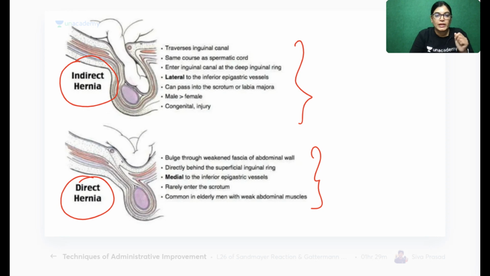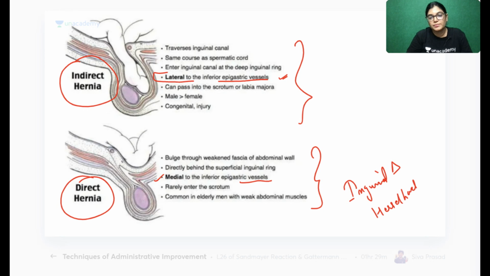When we are talking about indirect hernia, it has the same course as the spermatic cord, and it is passing lateral to the inferior epigastric artery. The direct one is passing medial to the inferior epigastric vessels. This is an important difference. The direct one passes through a weakened area called the inguinal triangle. The other name of the inguinal triangle is Hesselbach's triangle.